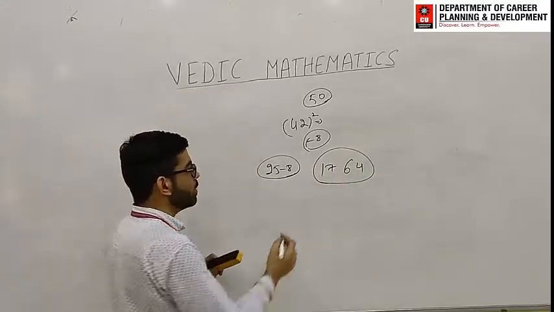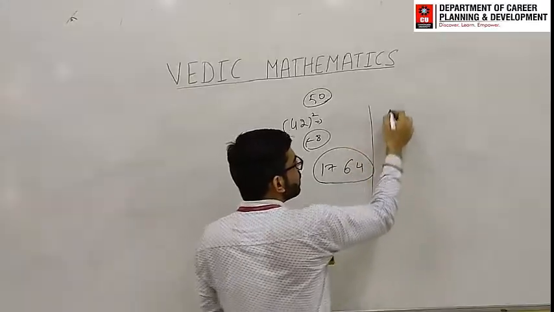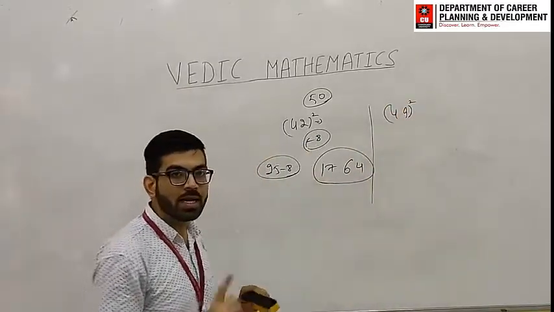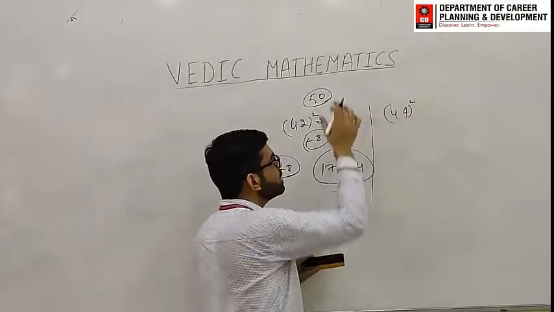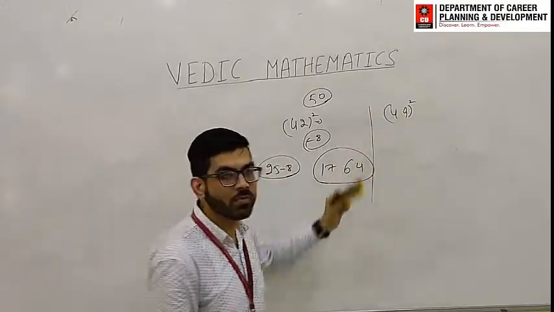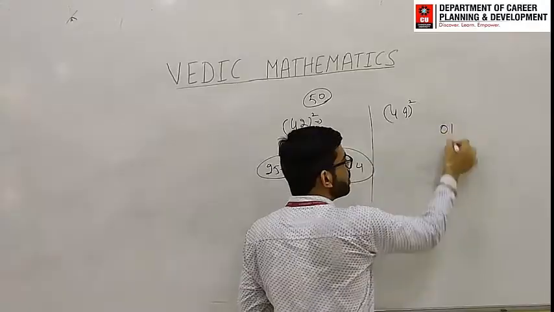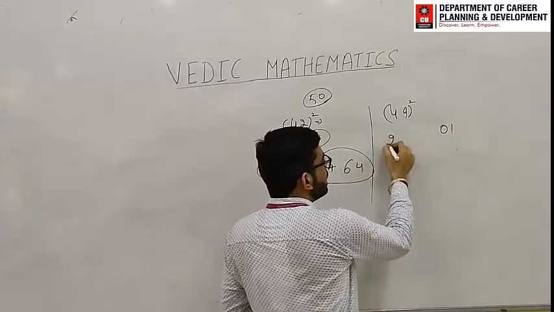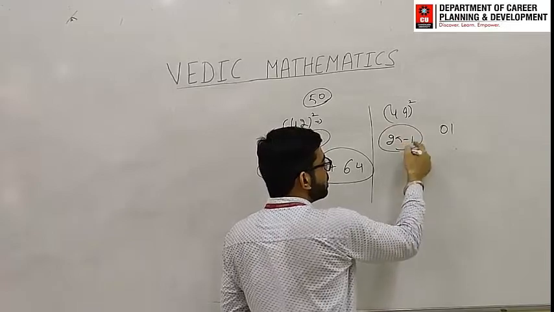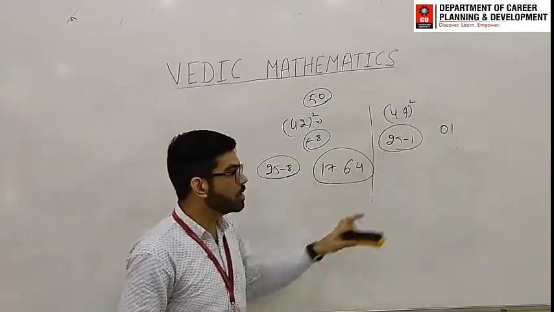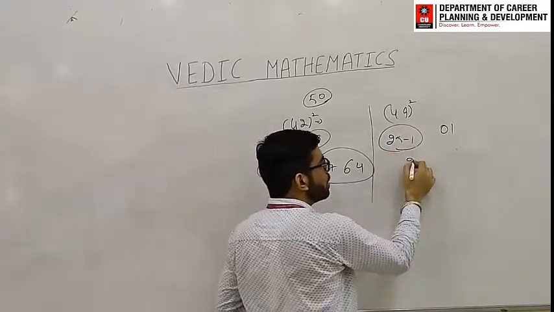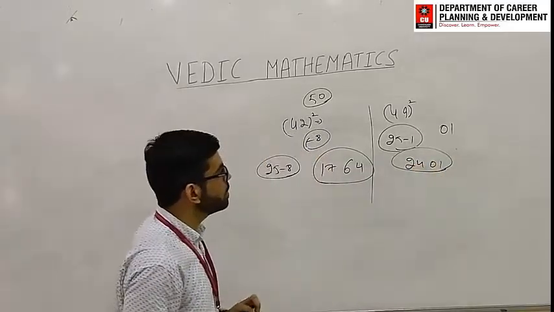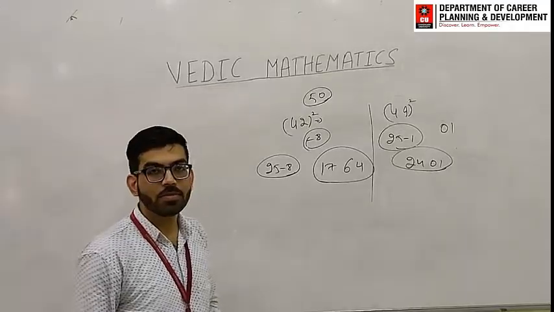Just see another example, the square of 49. Again the steps are the same. This number is near 50, less than 50 by 1. That means the last two numbers will be 0, 1. Next, 25 minus, how many less? That means 1. So the number will be 24, and the last two numbers will be 01. So it is clear, everyone?